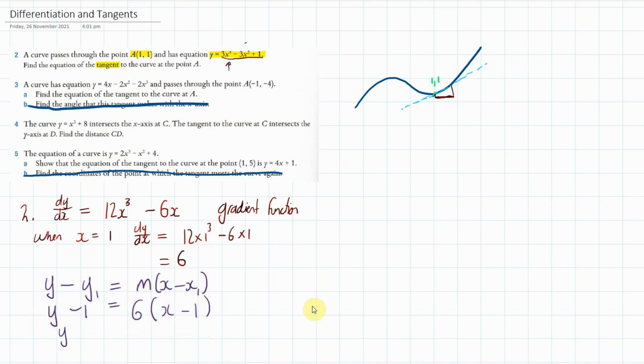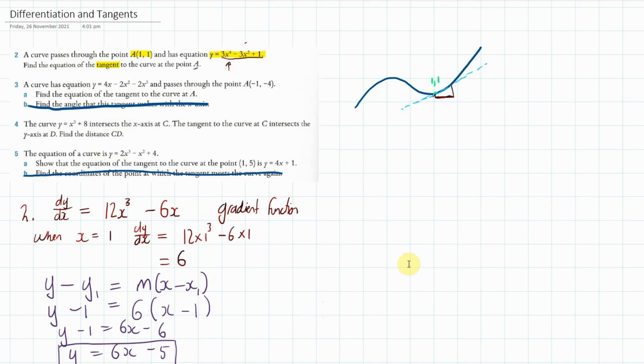Then we can simply work out what we have by expanding. So I'd get y minus 1 equals 6x minus 6, and rearranging, I get y equals 6x, and that minus 1 I add to both sides, so it becomes minus 5. That would be the equation of my tangent at the point A.